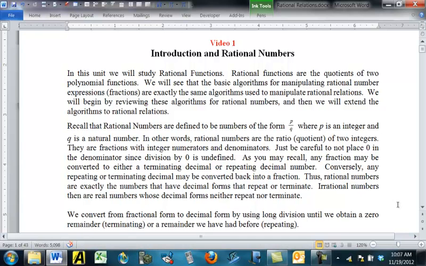Well, rational functions are fractions with polynomials for numerator and denominator, or at least that's a rational expression, and then y equals that would be a rational function. And so the basic algorithms we have for manipulating rational numbers, fractions, in other words fraction operations, are exactly the same algorithms, procedures used to manipulate rational relations. So we're going to start by reviewing these.